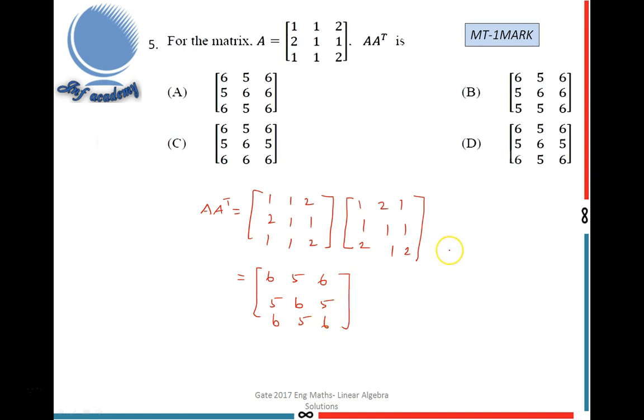So the final answer is option D. The other options are wrong: this is wrong, this is also wrong, this is also wrong. Option D is the correct answer, 6 5 6, 5 6 5, 6 5 6. In this case you can multiply because these two matrices are square matrices. So the final answer is option D.